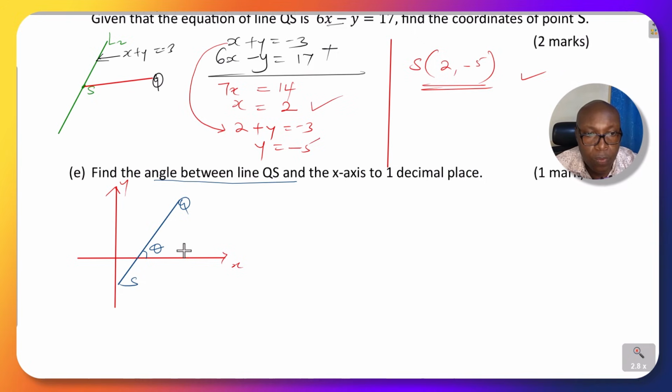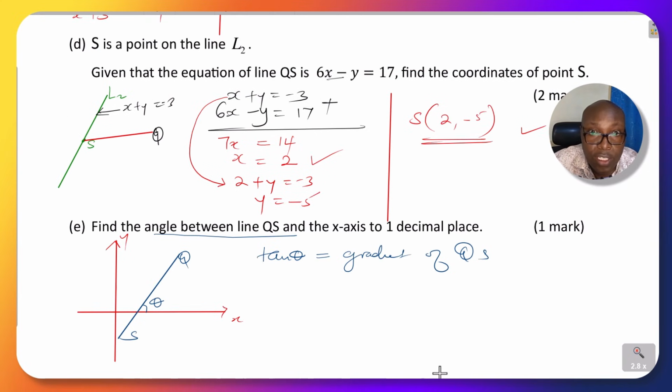We are going to use this concept here: the gradient QS makes with the x-axis is equivalent to the tangent of that angle. So the tangent of this angle that QS makes with the x-axis is equivalent to the gradient of QS. That is a very important concept. So we need to get the gradient of QS.